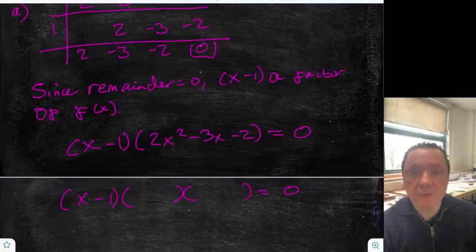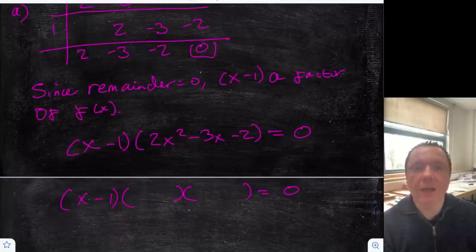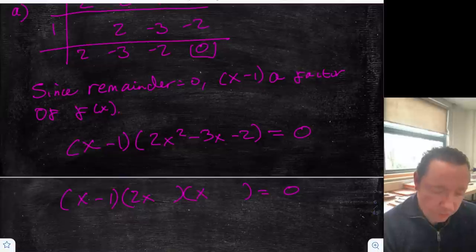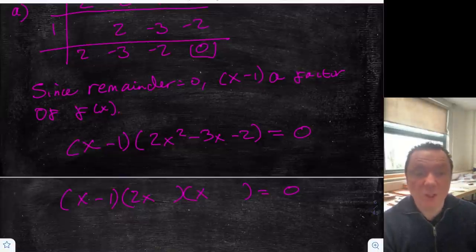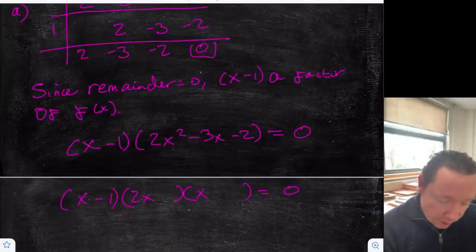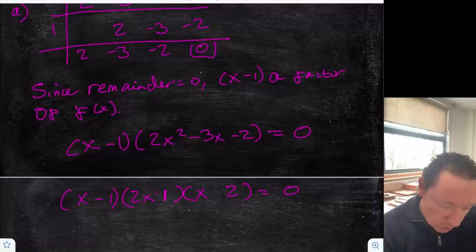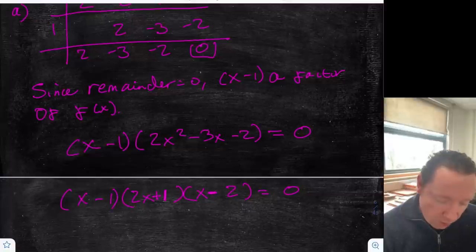And this is National 5 work, so revise factorising if you need to from National 5, but you've got 2x and x. And I'm looking for two numbers that times to get me 2, so that must be 2 and 1. So 2 times 2 is 4, minus 1 is 3, so it goes this way. And it's going to be 2x plus 1 and x minus 2. Just a double check. Minus 4 plus 1 is minus 3. 1 times minus 2 is minus 2.